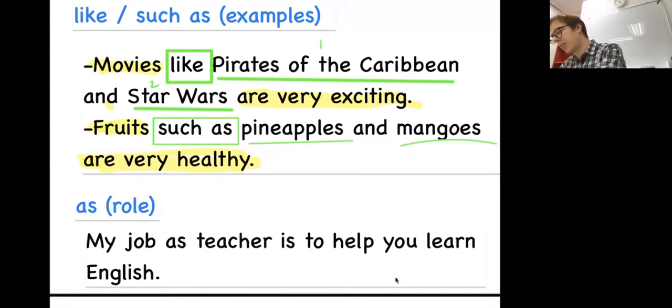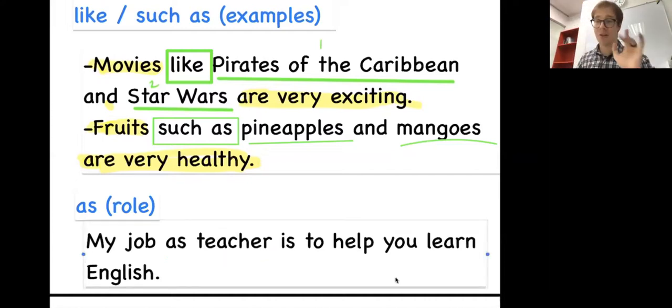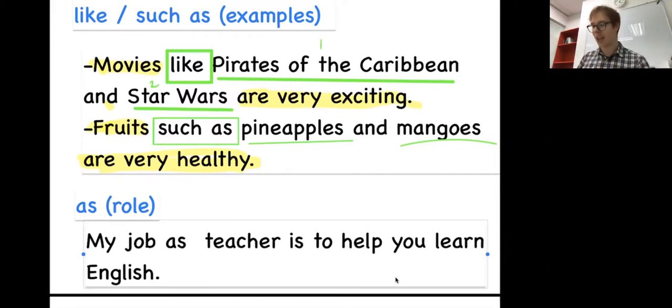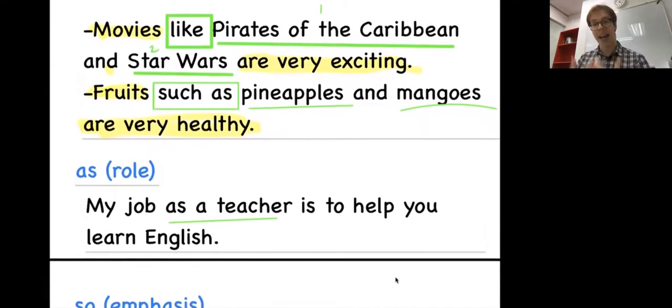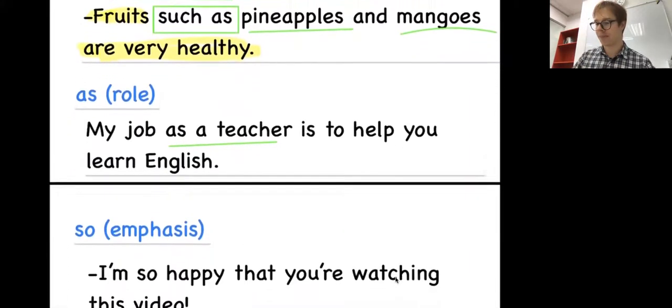It could be as an American, as a teacher, as a student, right? Oh, I forgot, wait, be careful, guys. If you're using a job like teacher, doctor, lawyer, you have to use "as", right? So I forgot to be careful there. My job as a teacher is to help you learn English, right? My role. Good. Then we'll keep moving on.